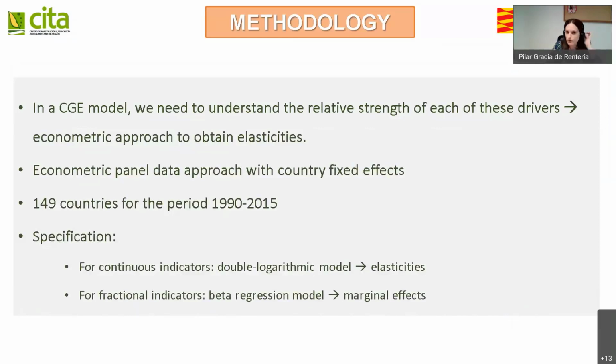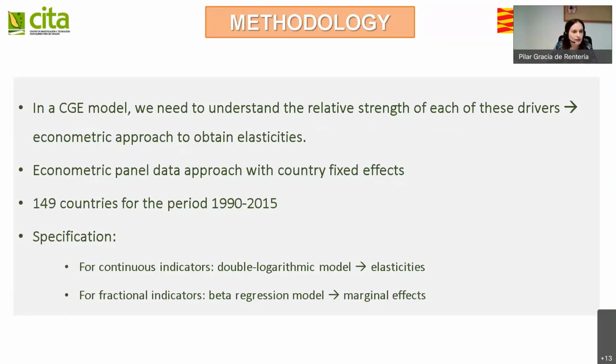The methodology used in this paper is based on an econometric approach that allows us to obtain elasticities to understand the relative strength of each of the drivers that we consider. A panel data approach with country fixed effects is used to assess the impact of SDG drivers, allowing us to measure the relationship between variables after controlling for country heterogeneity. We have information for 149 countries for the period 1990 to 2015. Among the possible model specifications for the continuous indicators, which are life expectancy at birth and mean years of schooling, we use the double logarithmic model because it permits nonlinear relationships between the variables, and because the parameters of the models can be directly interpreted as elasticities.